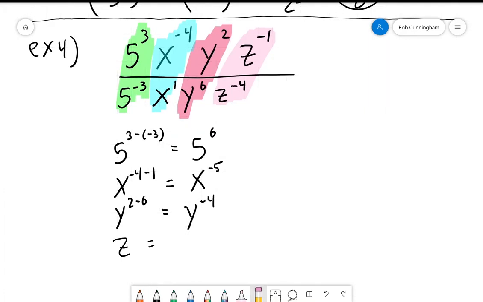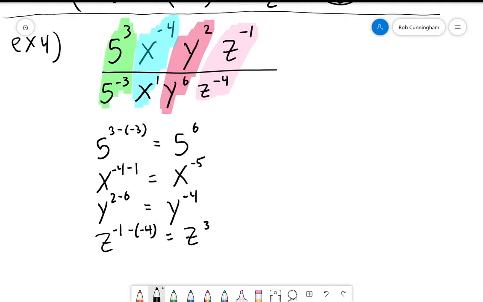I don't know why I put equals there. Z to the minus 1 minus negative 4. Well, if I'm at negative 1, now that minus negative means I'm going up. So if I'm at negative 1 and I go up 4, that's 0, 1, 2, 3. Z to the positive 3.